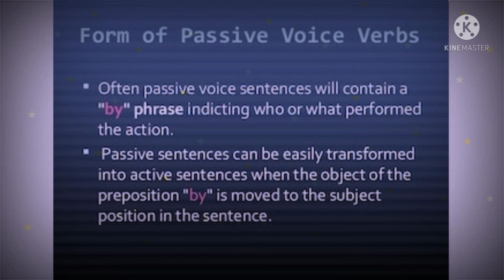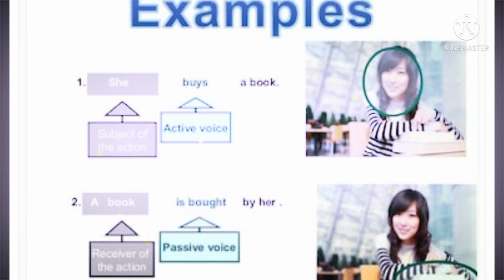Children, please remember, when we use passive form, we should use by, indicating who or what performed the action. Okay, by whom or by what, it will be given there in the passive form. Now let's discuss some sentences which will be converted from active into passive.